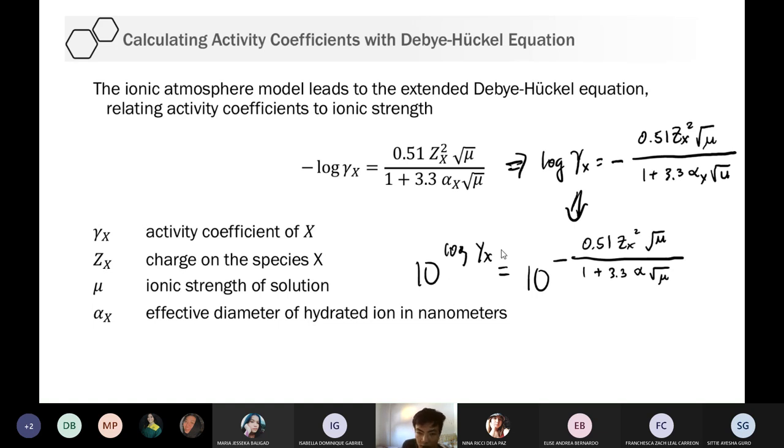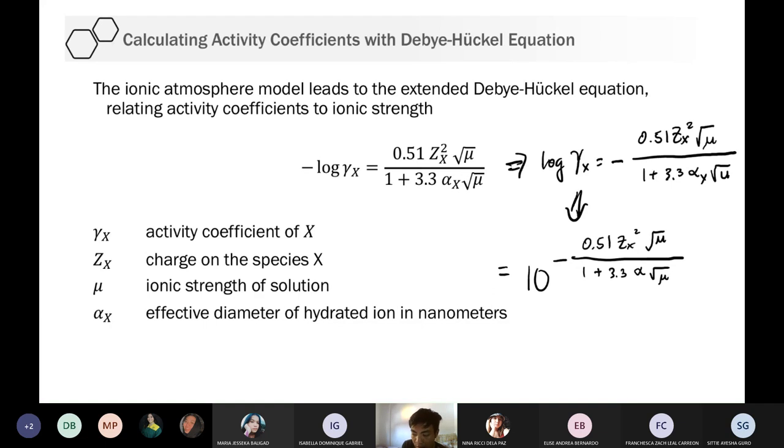What's 10 raised to log gamma x? That's equal to gamma x na lang. Kasi remember, kapag yung 10 ni-raise mo sa log, nagka-cancel out sila. So, mawawala na yung logarithm when you do the anti-log. Again, ano yung anti-log? Yung functions mo, gagawin mo ang exponent ng 10. Ito, gagawin mo exponent ng 10.